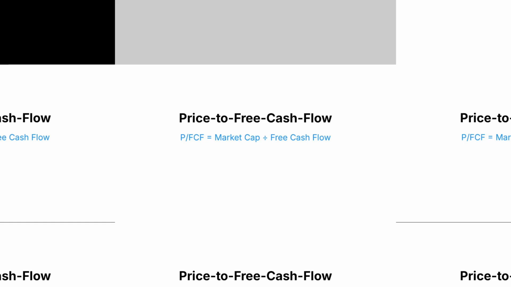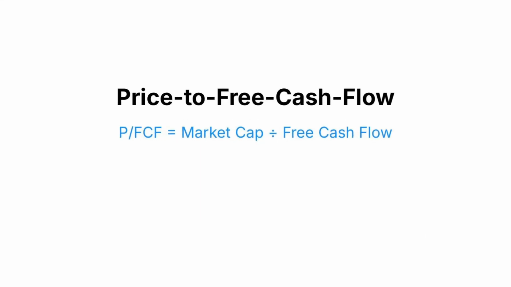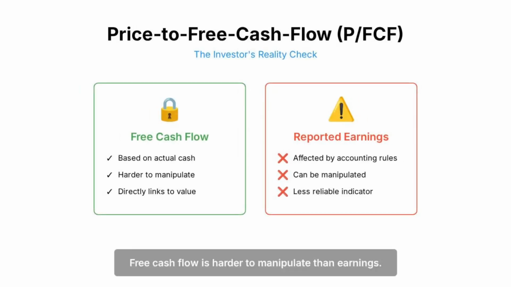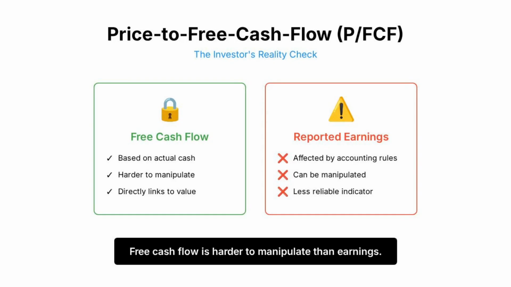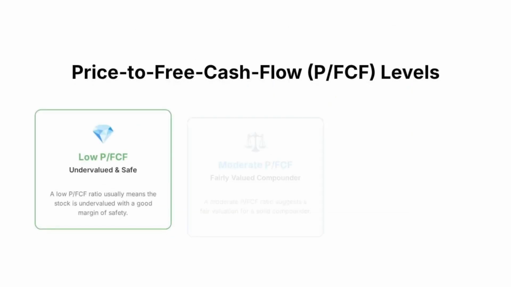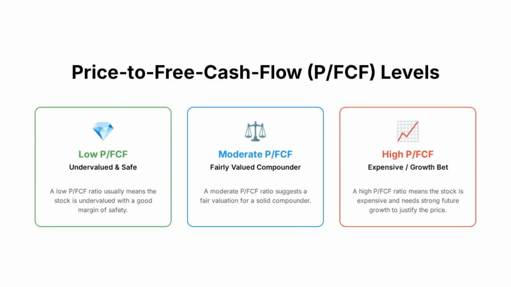Price to free cash flow tells you how much you are paying for every rupee or dollar of actual free cash flow, the real usable cash the company generates. For value investors, this is one of the most important valuation ratios because free cash flow is harder to manipulate than earnings. A low P to FCF ratio usually means the stock is undervalued with a good margin of safety.